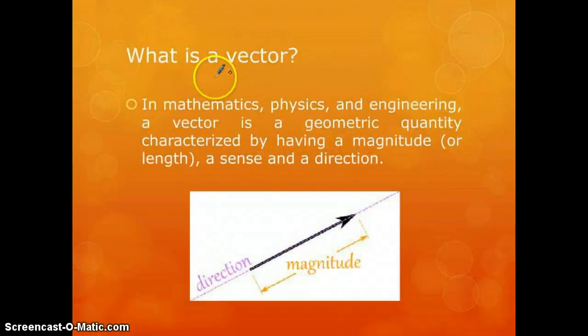So, first, what is a vector? In mathematics, physics, and engineering, a vector is a geometric quantity characterized by having a magnitude or length, a sense, and a direction. The magnitude is the length of the vector. The direction is the line that this vector is located on. But the sense is where this vector is going. Here, this vector is going to the upper right.